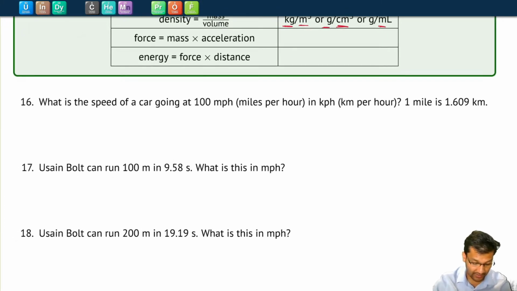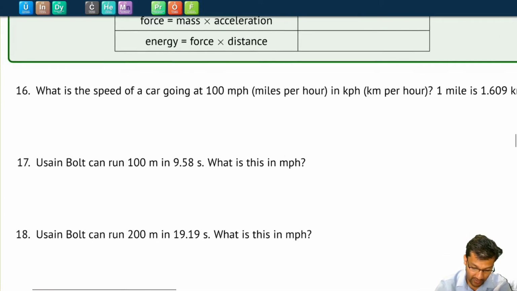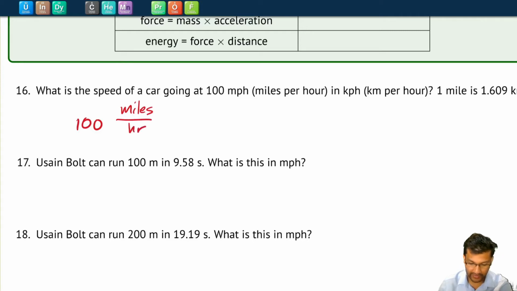For example, let's look at number 16. The speed of a car going 100 miles per hour. How do we convert this to kilometers per hour? We know that 1 mile is 1.609 kilometers. So we have 100 miles per hour: distance over time, distance in miles, time in hours. We want to convert this into kilometers per hour. So really, all we need to do is convert miles to kilometers, because the denominator should still be per hour.